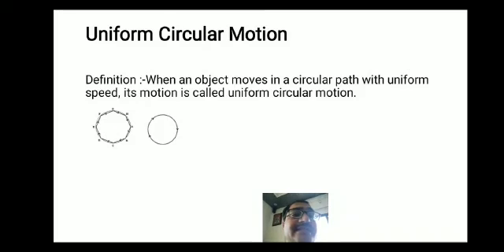Its definition says that when an object moves in a circular path with uniform speed, its motion is called uniform circular motion. I told you in the second figure, at every point on the circle, when the object travels on the circular path, its speed should be uniform. I have drawn 3 arrows in the second figure. You can take any other point, its speed should be uniform, it remains the same. That speed is called uniform speed, and when it travels in a circular path, it is said to be uniform circular motion.